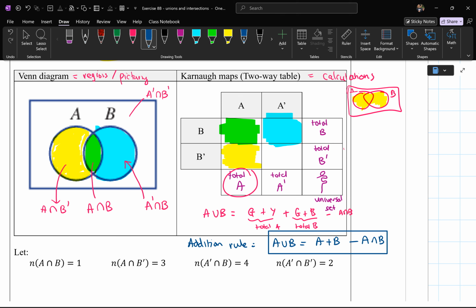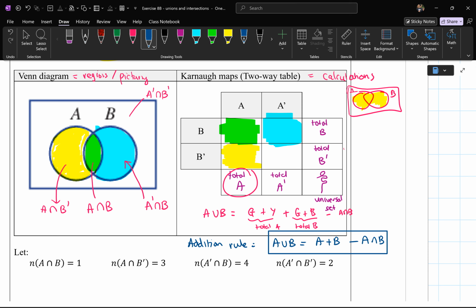You can see if you want A union B, isn't it just all of A and all of B together? So you're adding yellow, green, and blue. But if you're adding yellow, green, and blue, it's just 1, 2, 3. There's only 3 regions there. So why is the formula A plus B? Because A represents green and yellow. B represents green and blue. Why do you have to subtract the intersection, which is the green section?